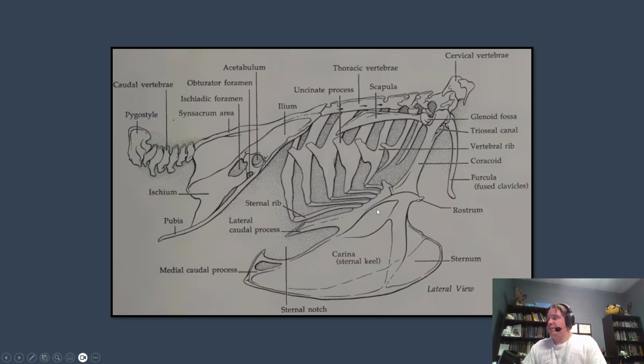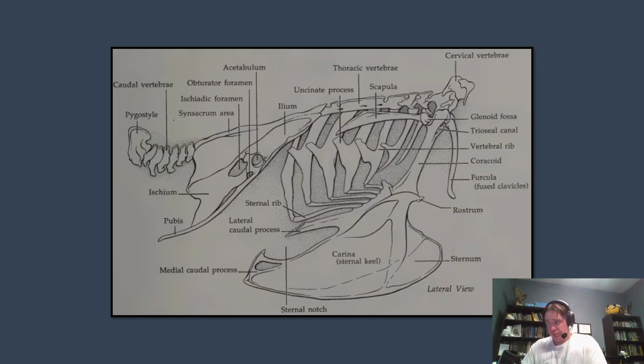And then the coracoid bones come down and they meet at the base of the sternum, and the sternum has this massive keel or carina, this flat blade-like structure, which is not found on all birds, but is found on the vast majority of birds. Flightless birds don't have this because they don't fly.